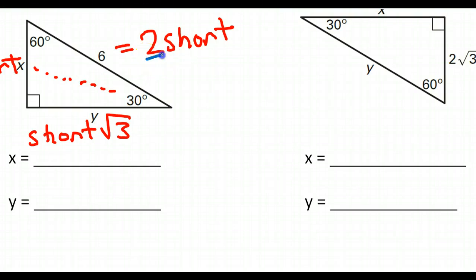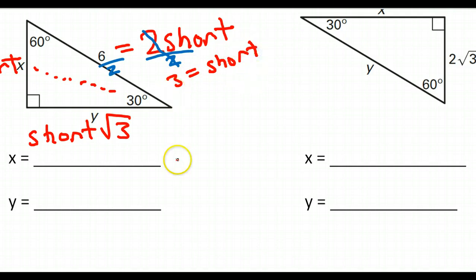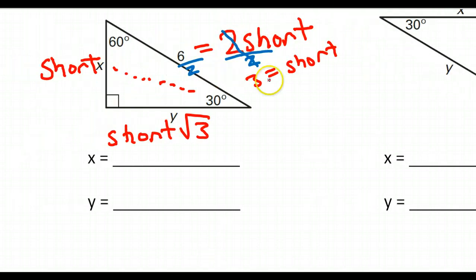I should be able to do this in my head. But technically, we are dividing both sides by 2 to find the short leg, and we find that the short leg is 3. Okay, so that's what we just discovered. This 3 that we just found, that's the short leg. Remember that that's this guy over here. So that's x. So that tells us that x equals 3.